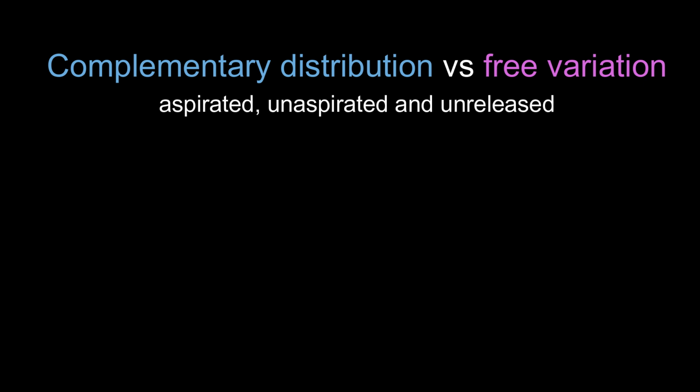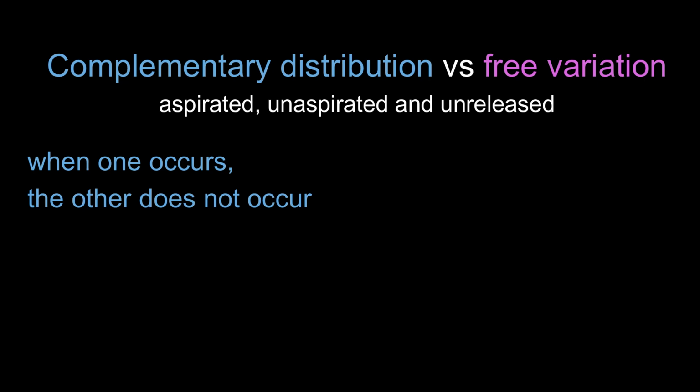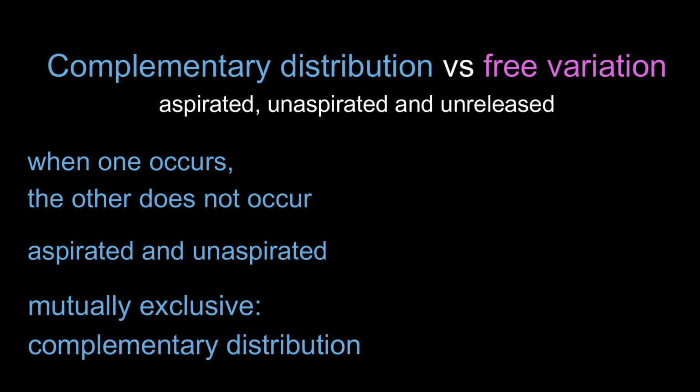Complementary distribution versus free variation. Linguistically interesting facts about the relationships among the three allophones of P, i.e., aspirated, unaspirated, and unreleased, are these. Between aspirated and unaspirated P, if one sound occurs, the other sound does not occur. That is, aspirated P occurs in the initial or stressed syllable, and unaspirated P occurs in the non-initial or unstressed syllable. Linguists call this type of mutually exclusive occurrence of sounds the complementary distribution.